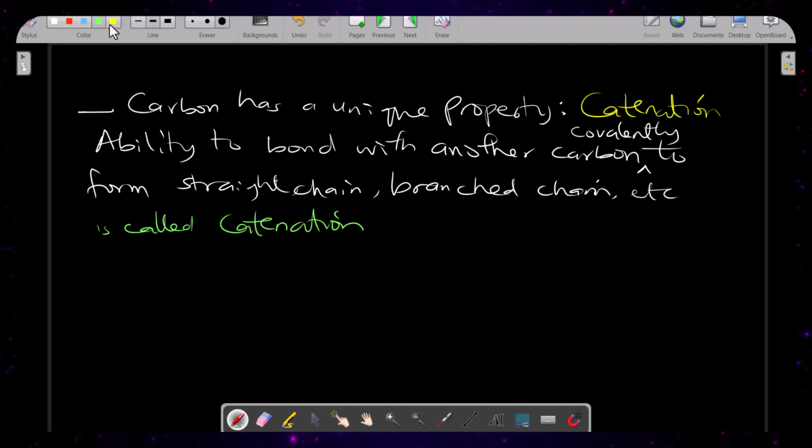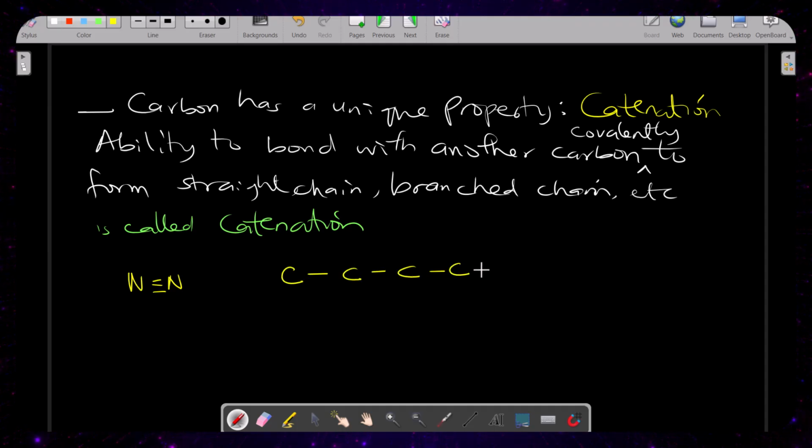You might be wondering what exactly we mean by that. If you study other elements, they can only bond with themselves once and stop, probably something like nitrogen with nitrogen and so on. But carbon can form straight chains. Look at this. It continues to bond with itself. So this is what you call a straight chain.